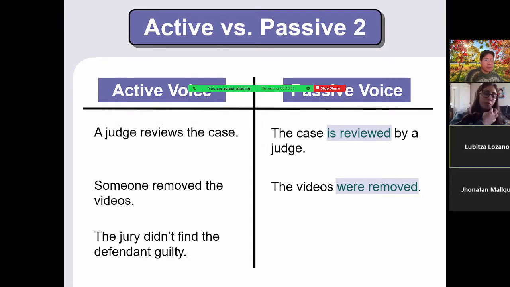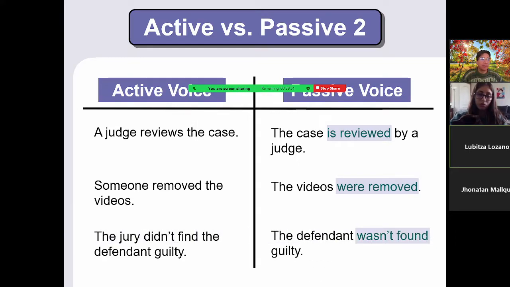The defendant wasn't found guilty. Remember that this is in the past. You just need to write the verb be in the past here, and of course the main verb in the participle form. So: the defendant wasn't found guilty. Did you understand, or do you need more examples of this one?